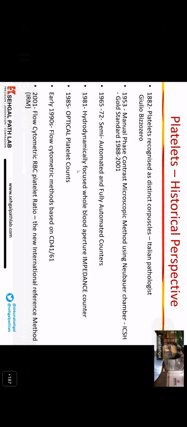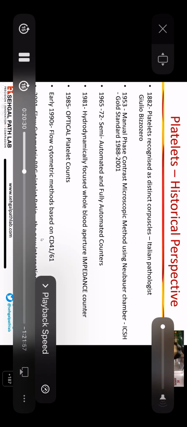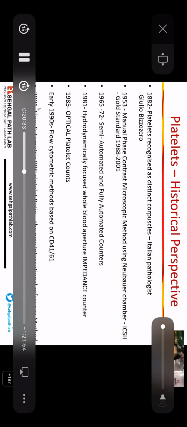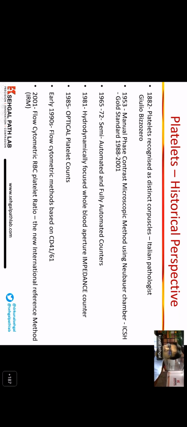Then the era of automation started. We had semi-automated and fully automated. You had the impedance counter in 1981. Optical technology came in 1985. Then you had flow-based methods in 1990. It was only in 2001 that the gold standard was changed to the flow cytometric RBC platelet ratio, which is also known as the international reference method for platelet counting.